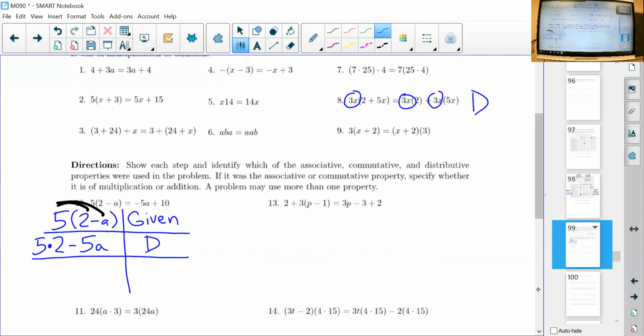Okay, I don't quite have what I want. I need to do 2 things. One is to turn that 5 times 2 into a 10, which I can do at any point. So I can simplify. 10 minus 5a, S for simplify. And then I need minus 5a plus 10. Swap them around. Remember, there's no sign here, so it's a plus sign. I have minus 5a plus 10. If I'm swapping the order, that's commutative.